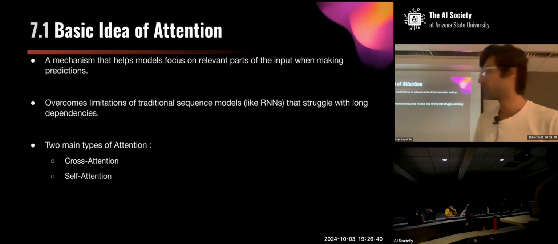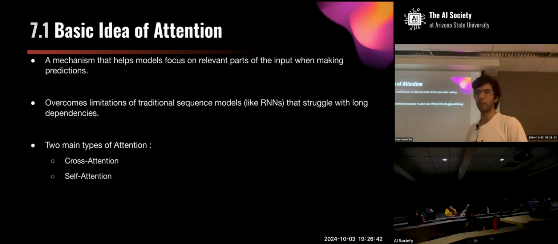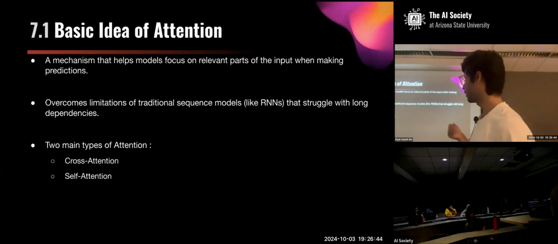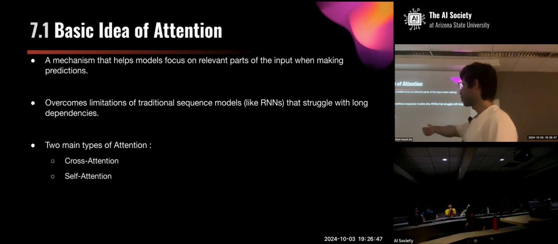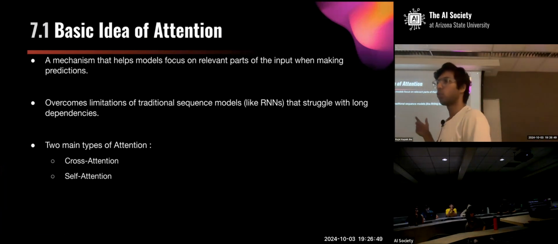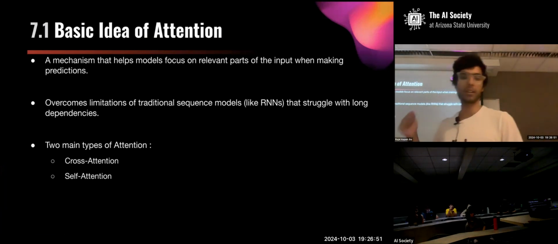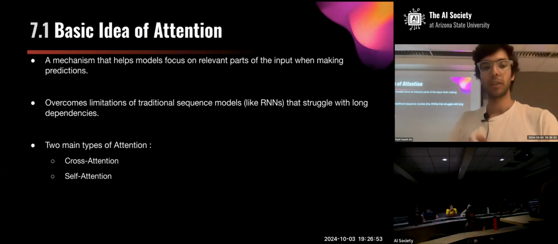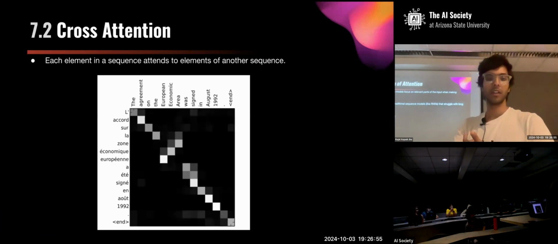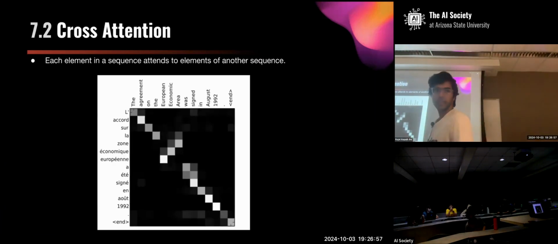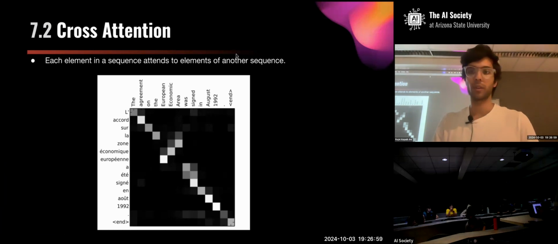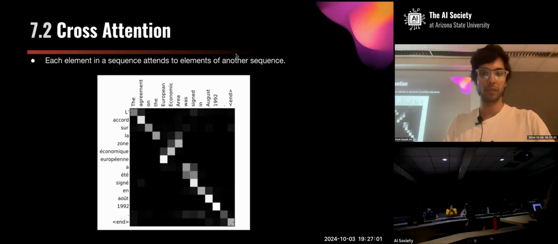There are majorly two varieties of attention: cross attention and self attention. Self attention is what transformers are based on, which we'll cover in the next workshop. Today we'll just focus on cross attention. So cross attention is okay. Time is up, so we'll cover it in the next one.